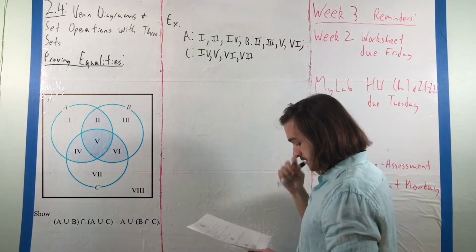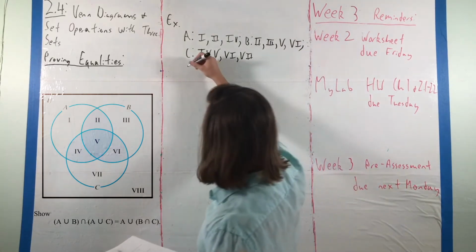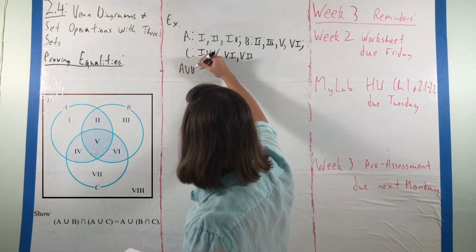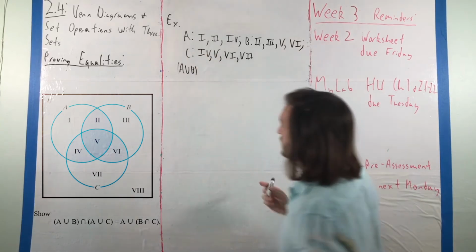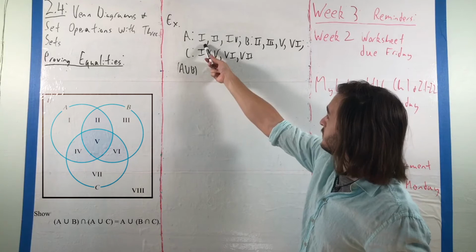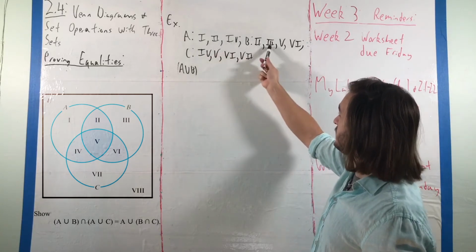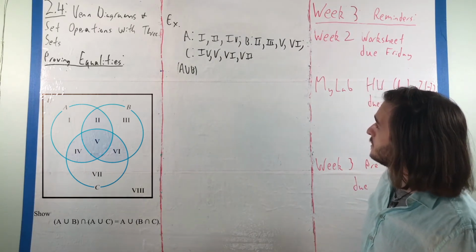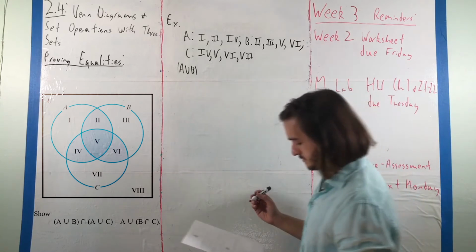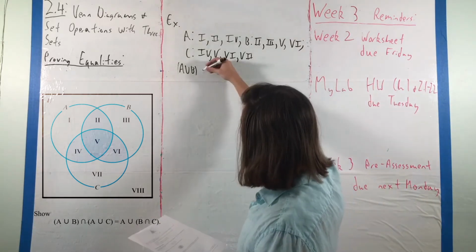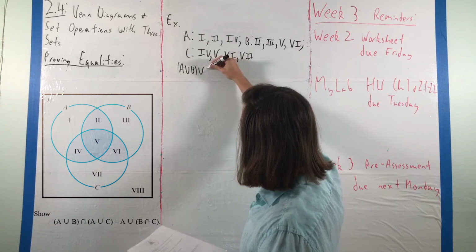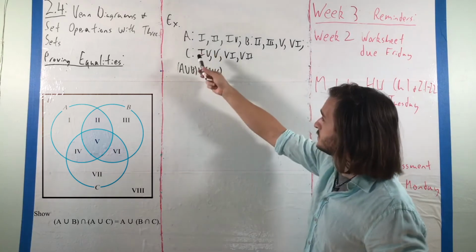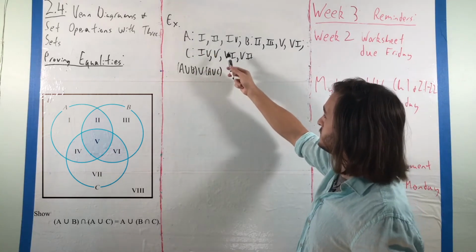So we start taking those pieces together. I'm not going to write it out because I don't have all the space I need. We can see that A union B would get us 1, 2, 4, 3, 5, and 6. So everything from 1 to 6. While A union C would get us 1, 2, 4, 5, 6, 7.